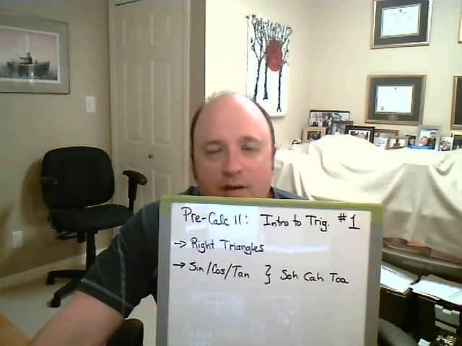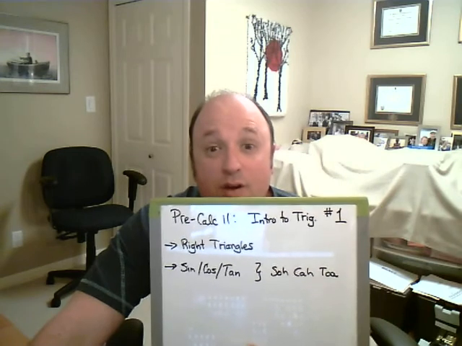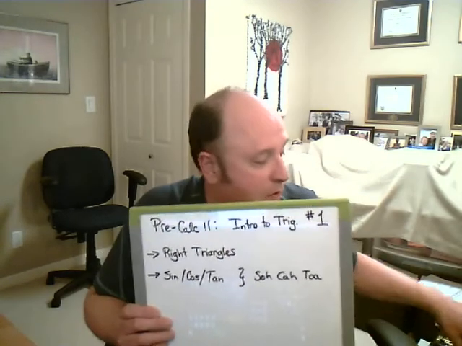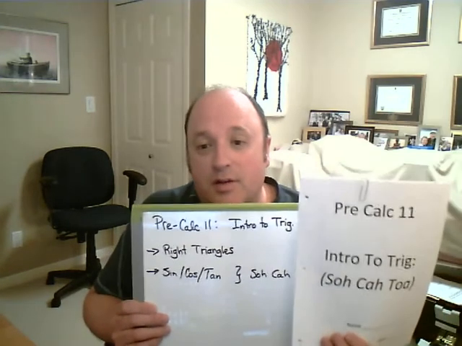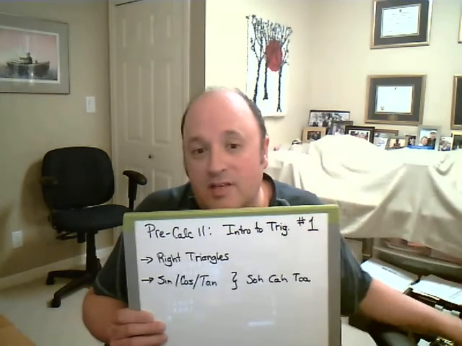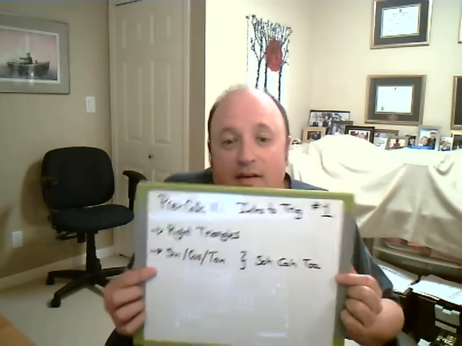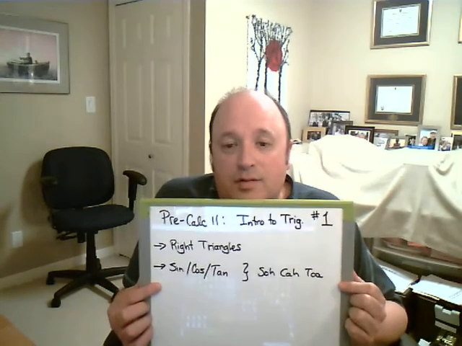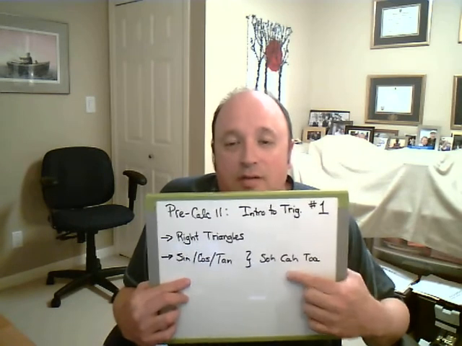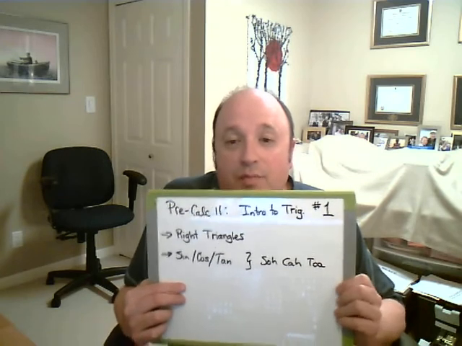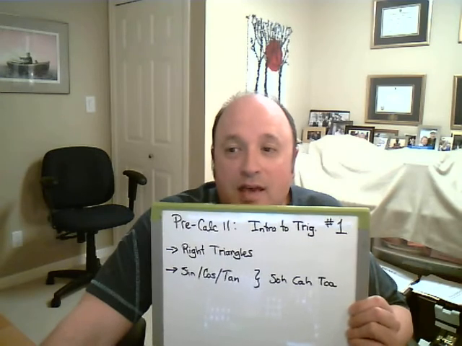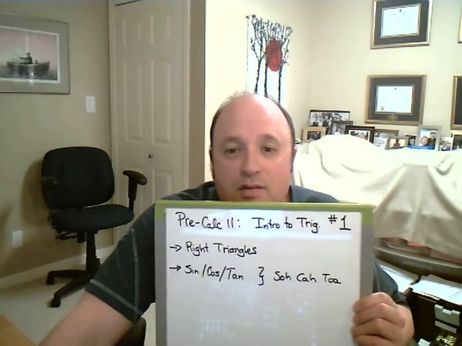So today we're talking about SOHCAHTOA and trigonometry, and basically the intro to trigonometry. This is part one of the video that supports this booklet, Pre-Calc 11 Intro to Trig. We'll be talking about the nature of sine, cosine, and tangent, what those ratios mean and what this SOHCAHTOA means. In the second booklet, we'll look at how to solve for missing sides and missing angles, those sorts of things. Okay, so let's get started.